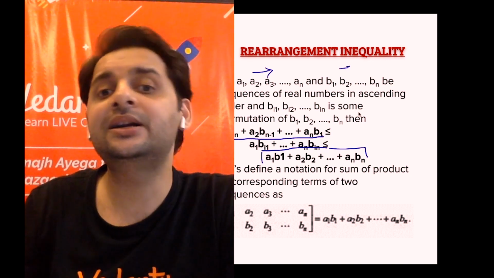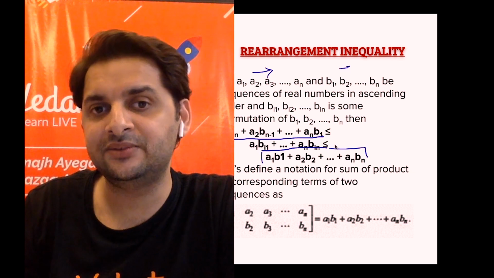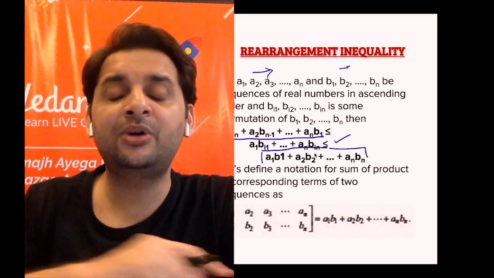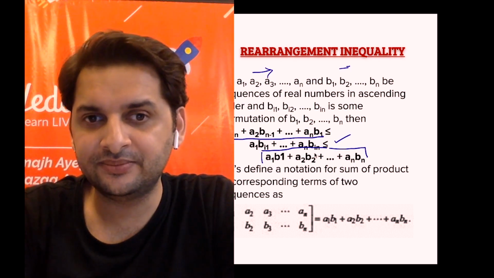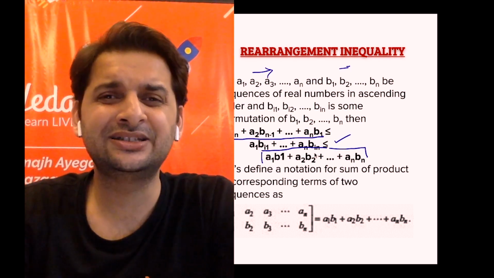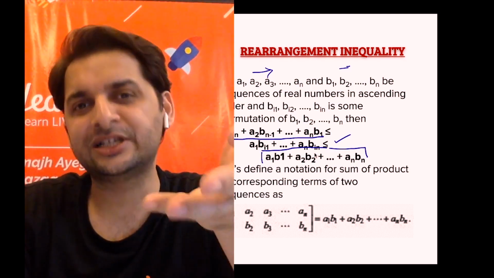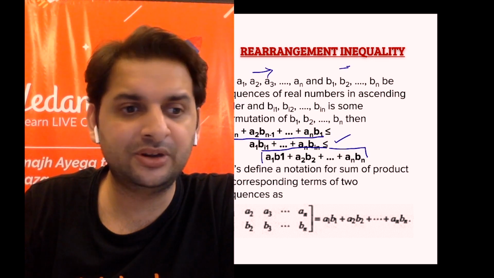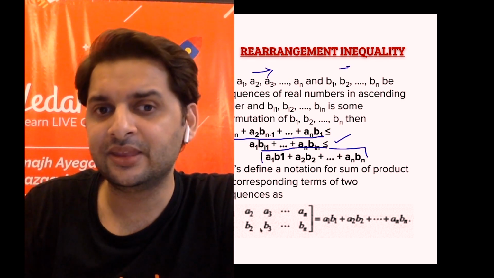For any other arrangement of BIs, permutations of BIs with AIs, that sum of the product would lie in between. Right, so this is the idea that we use for rearrangement inequality, and then this is very obvious. There is no need to explain, or there's no proof of this inequality, because this is common sense.